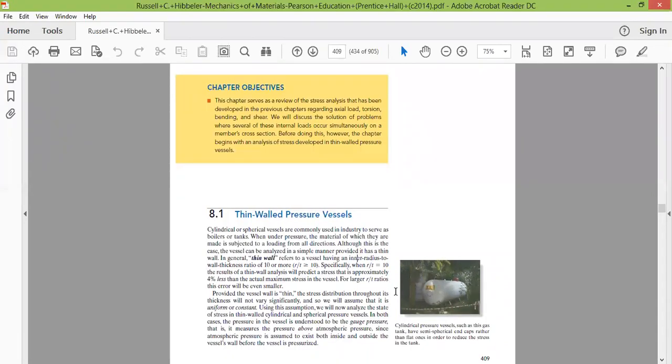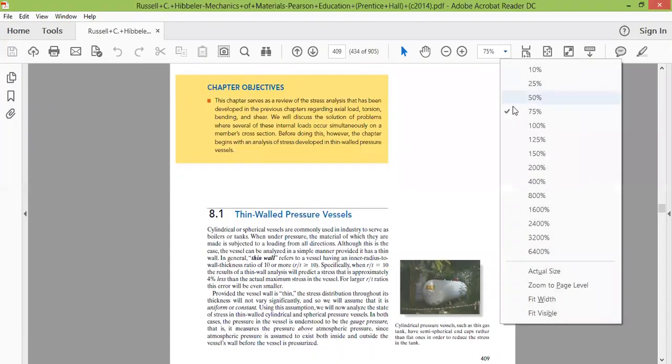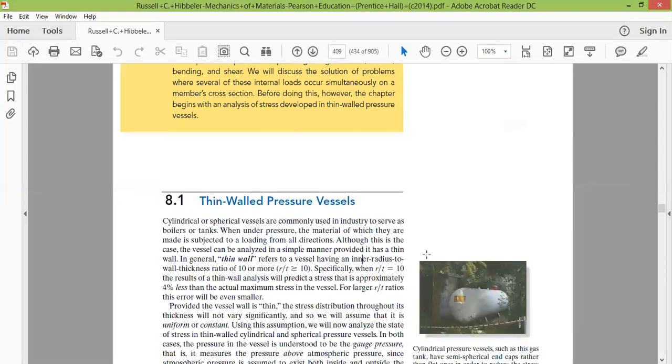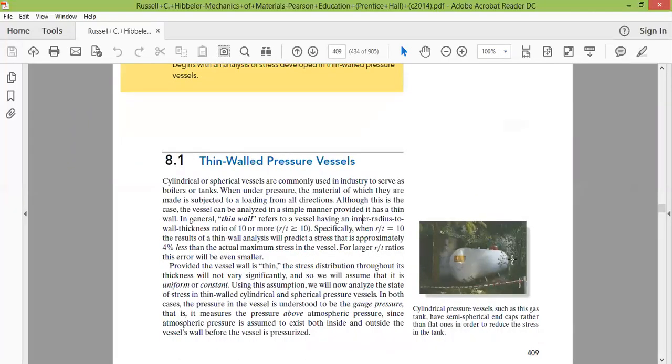Okay? So before we can understand the concept of combined loading, it was very important for us to understand what we call the pressure vessels. In the previous class, we talked about the pressure vessels. They are the containers which are used for containing pressurized fluids. For example, they are used for transportation of fuel, water, milk, and so on and so forth. So their applications are widespread.